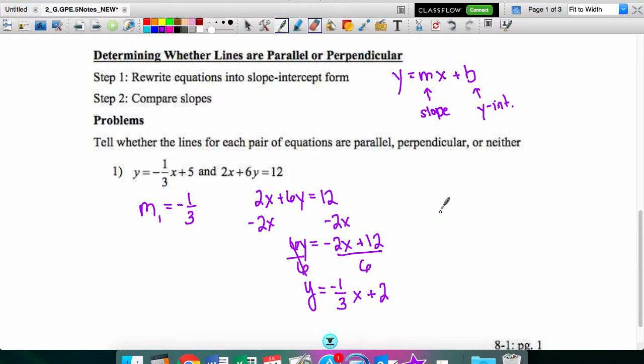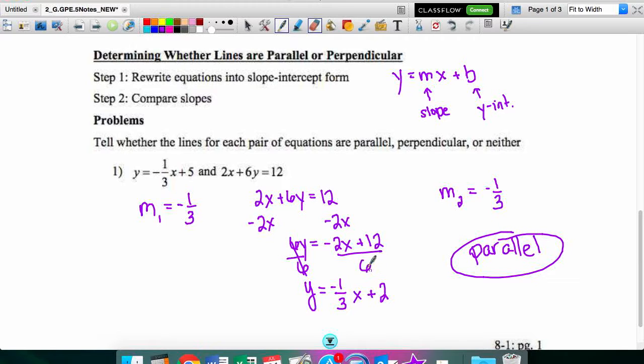So here we have our second slope. The second slope comes from our mx plus b form now, and we see that it's negative 1/3. Comparing the two slopes, we see that the first slope and the second slope are identical. When the two slopes match, this means that the two equations are parallel. So my answer would be parallel, because they have the same slope.